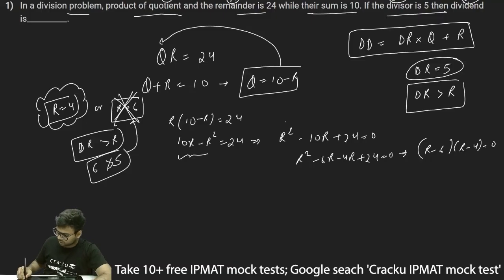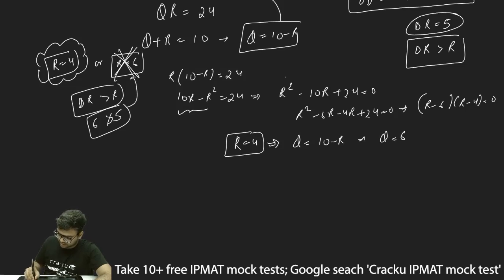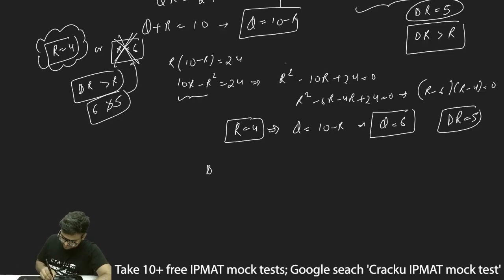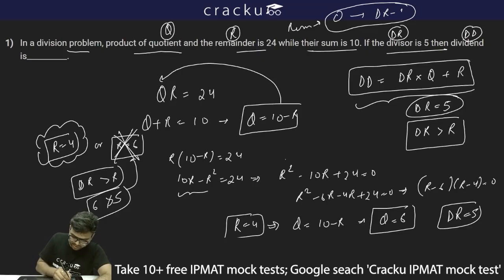Remainder will be equal to 4. Now if remainder is 4, then quotient is basically 10 minus R. So quotient will be equal to 10 minus 4, which is 6. The remainder is 4, quotient is 6, divisor is 5. We can just put all these values in this equation. Thus the dividend will be quotient times divisor plus remainder, which is 5 into 6 plus 4. The dividend will be 30 plus 4, which is 34. So dividend is 34, and therefore the correct value for the dividend is 34.